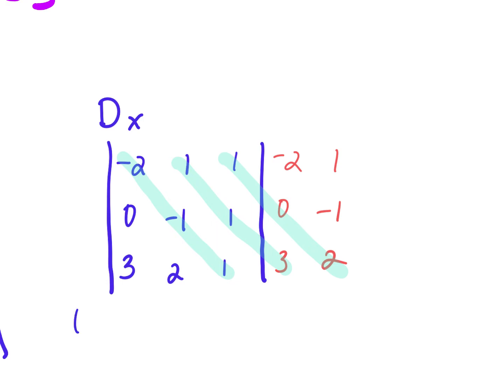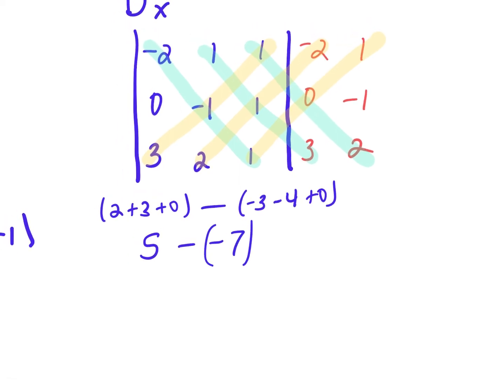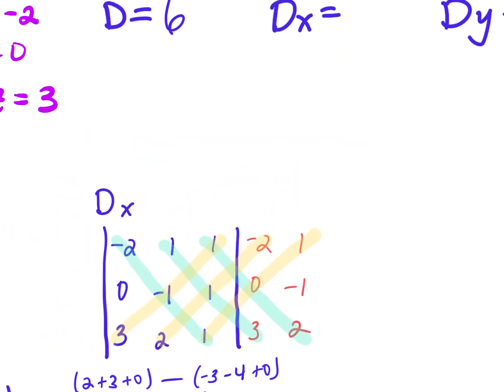So negative 2 times negative 1 times 1 is 2. 1 times 1 times 3 is plus 3. 1 times 0 times 2 is 0. We love when there's zeros in there. Now I have minus. Here are my minors. I have 3 times negative 1 times 1 is negative 3. 2 times 1 times negative 2 is minus 4. And 1 times 0, as soon as I have something with 0, it's 0. So in my parentheses, 2 plus 3 is 5. Minus negative 3 minus 4 is negative 7. What's 5 minus a negative 7? Minus a negative gives me plus, right? So it's how much? 12. Good. So my d sub x is 12.